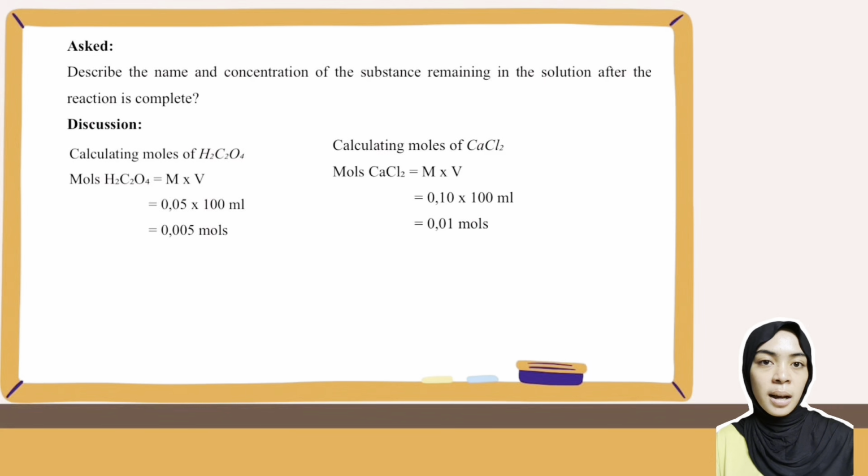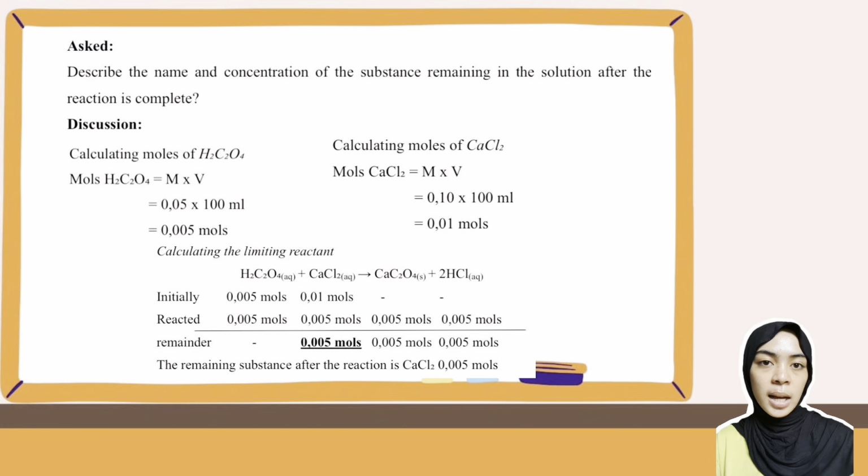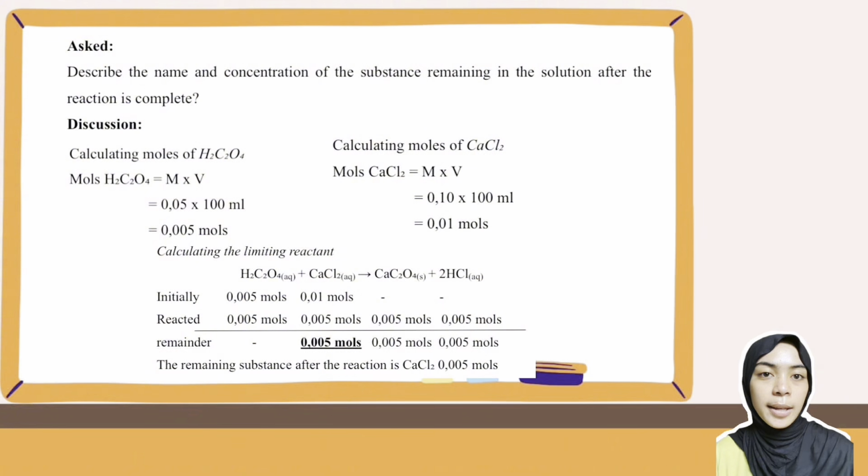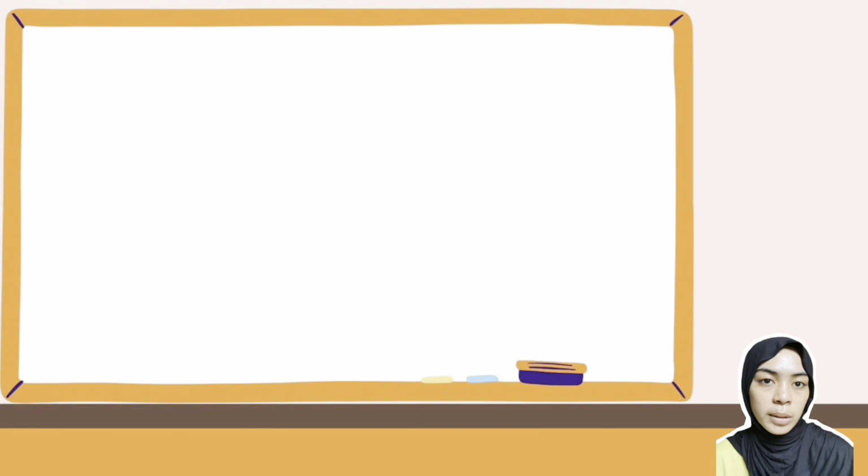The reaction is oxalic acid plus calcium chloride produce calcium oxalate and hydrochloric acid. Based on the stoichiometry ratio 1:1, oxalic acid is the limiting reactant because it has fewer moles, 0.005 moles, than calcium chloride, 0.01 moles. Thus, all oxalic acid reacts completely with an equivalent amount of calcium chloride, leaving an excess of calcium chloride. The remaining moles of calcium chloride are 0.01 moles minus 0.005 moles, which is 0.005 moles. The total final volume is 200 ml or 0.2 liter.